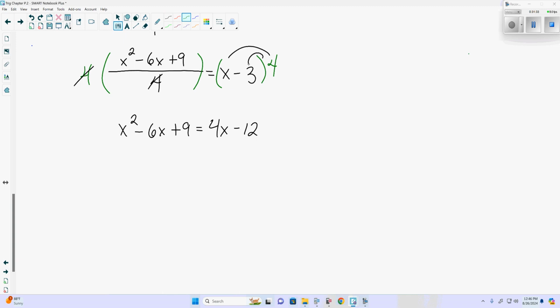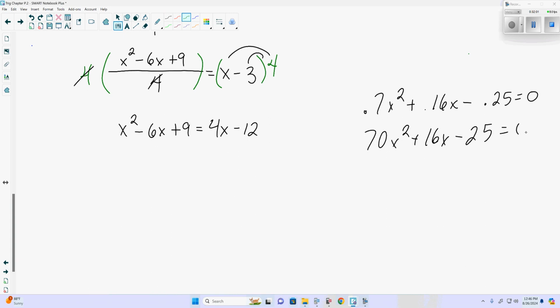This is a valid step, because even if you're dealing with everything being decimals, so 0.7x squared plus 0.16x minus 0.25 equals 0, you can multiply everything by 100, because 10 would move it once, 100 would move it twice. Same equation. Solutions would be the same. Everything else of the graph wouldn't, but it would at least give us an easier time to work with solutions.